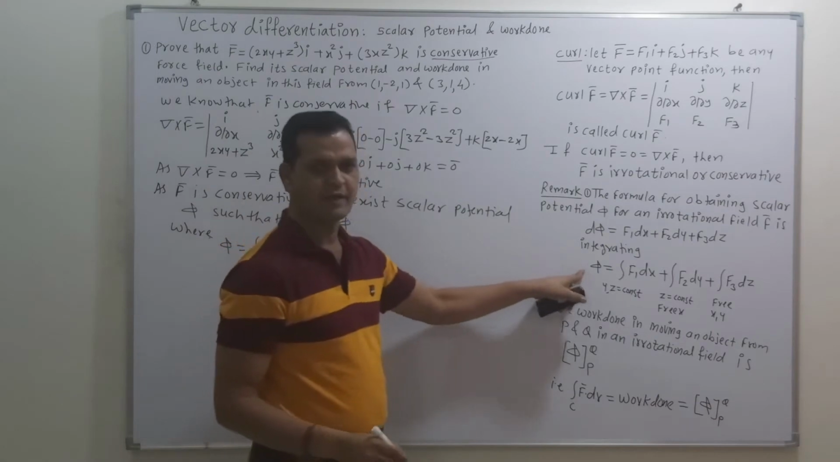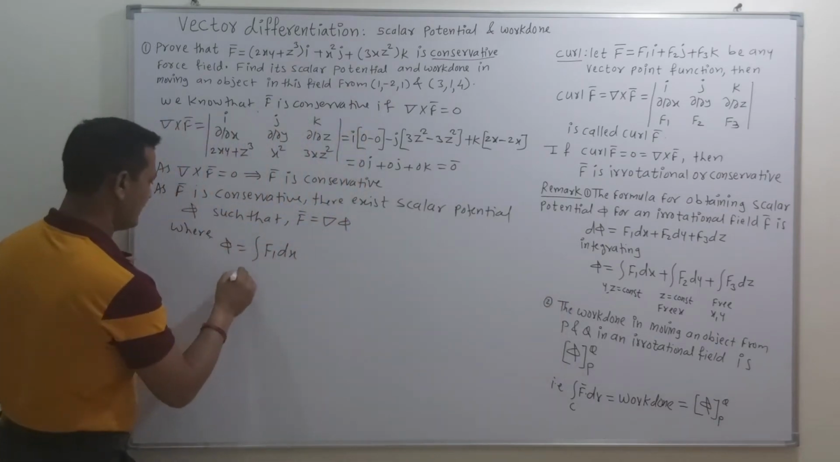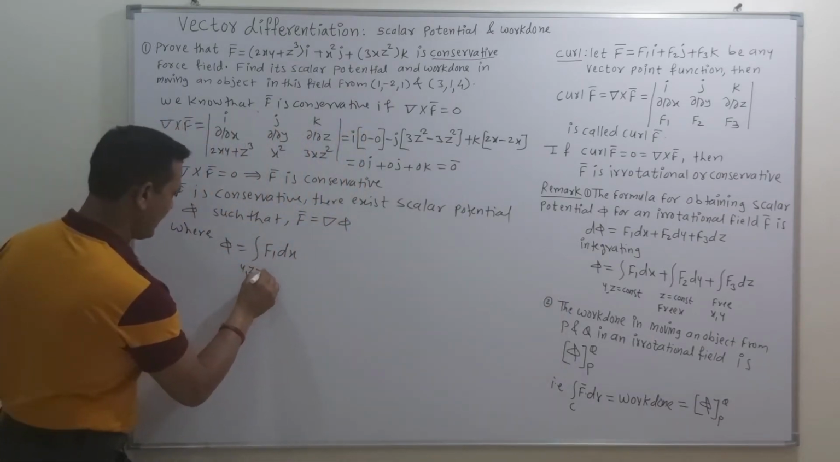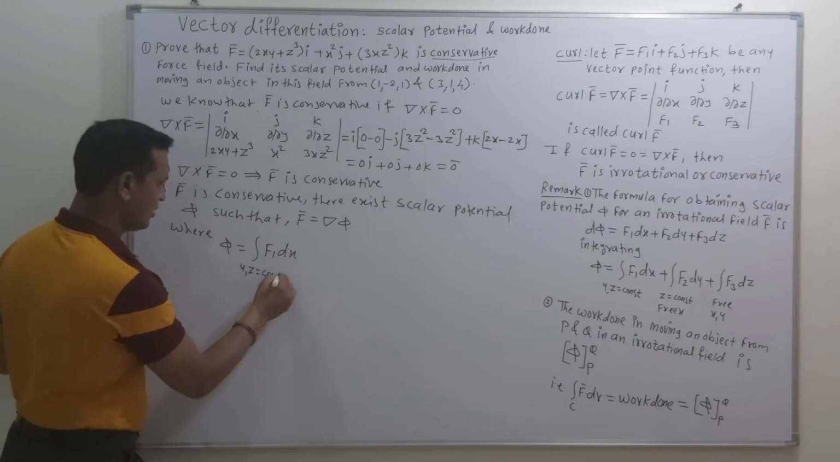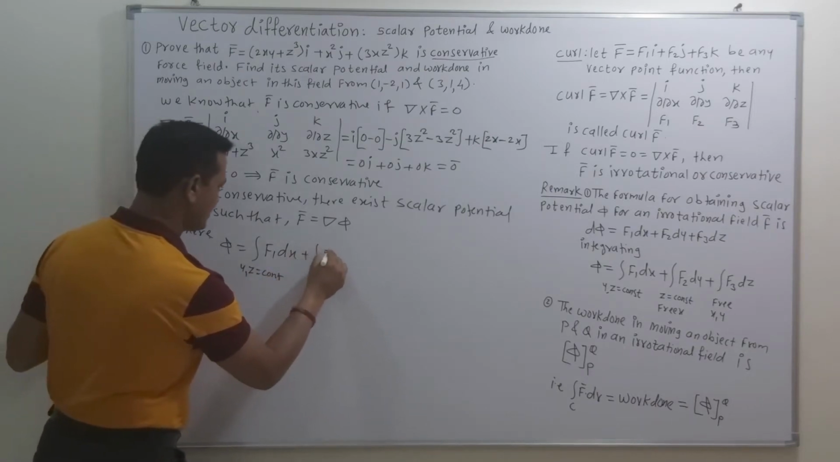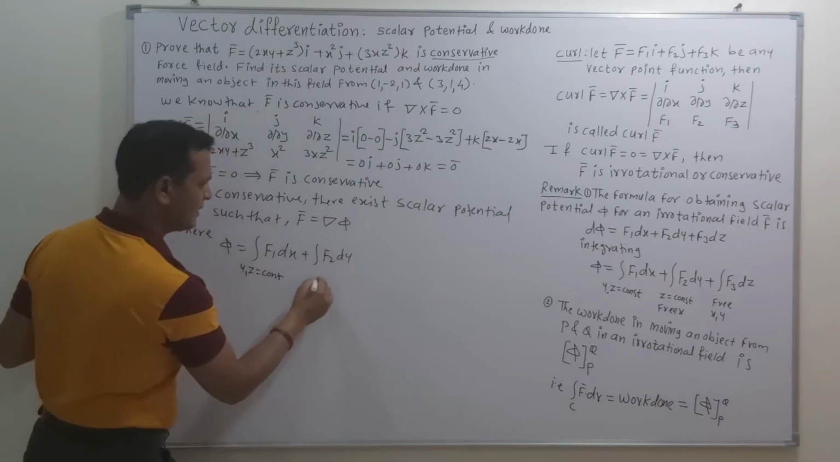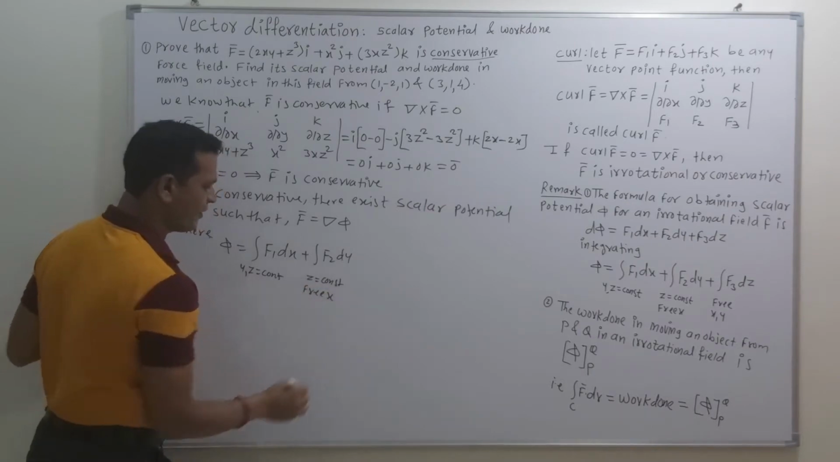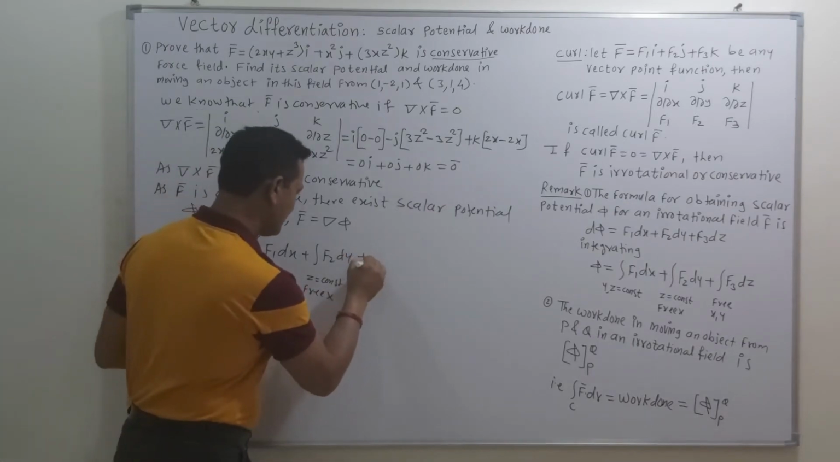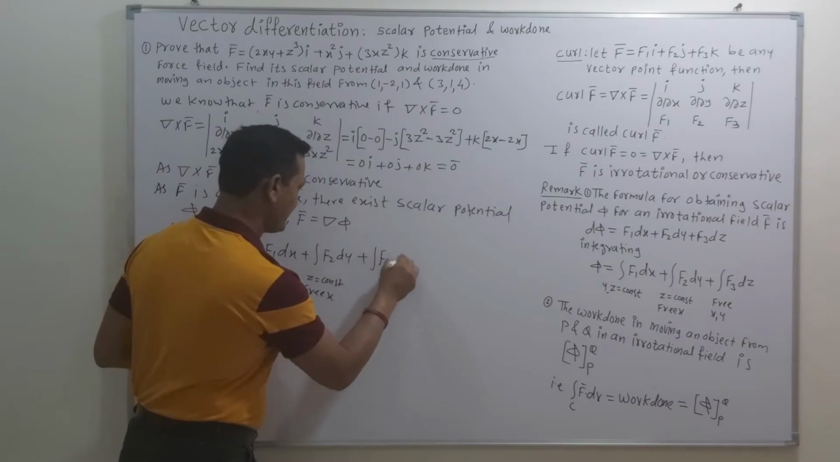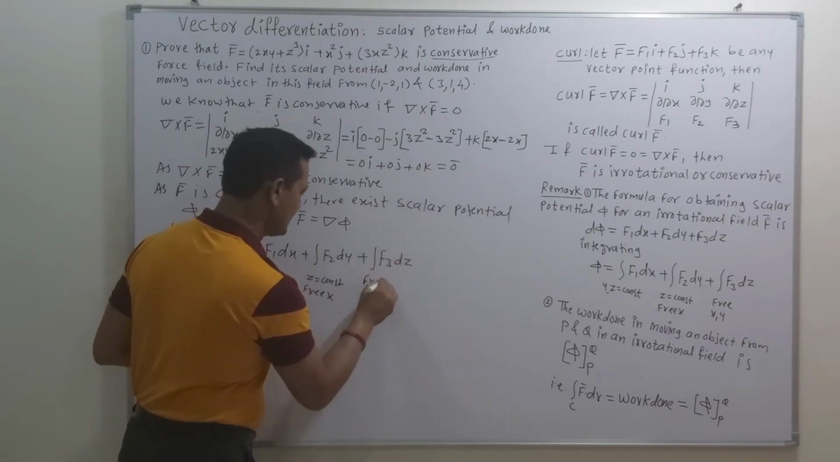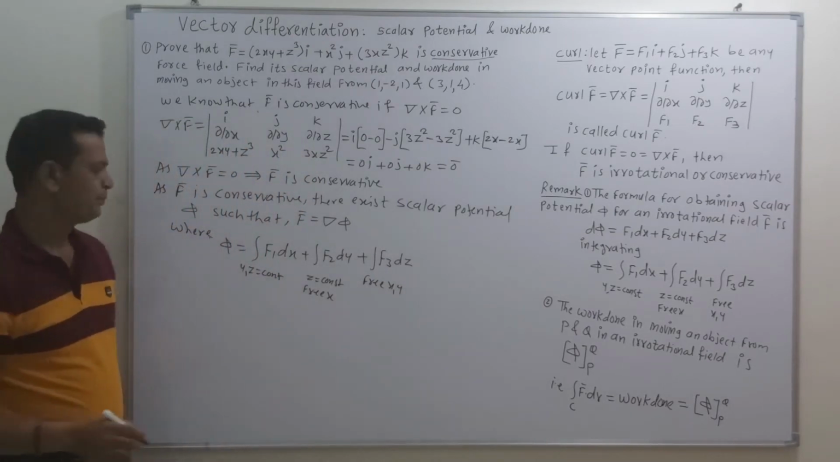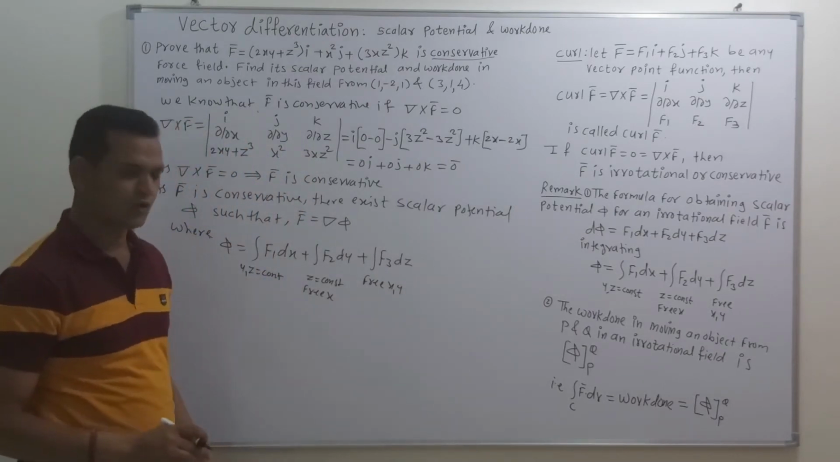So according to this formula, we can obtain the value of phi, where in the first integration y and z are constant, plus the integration of f2 dy. In the second integration, z is constant and terms are free from x, plus the integration of f3 dz. In this integration, terms are free from x and y. So this is the formula for obtaining the scalar potential of a function.